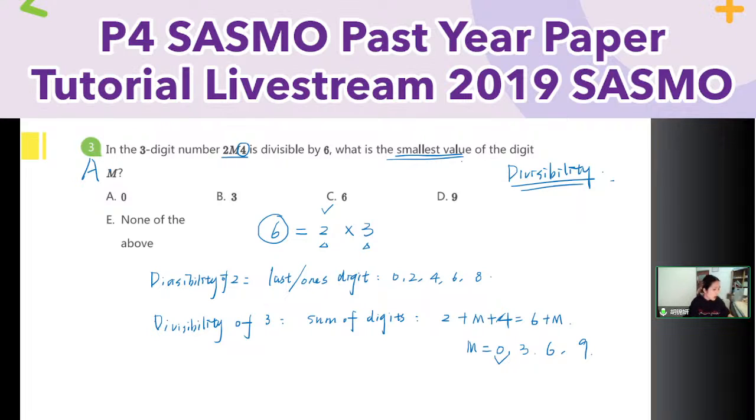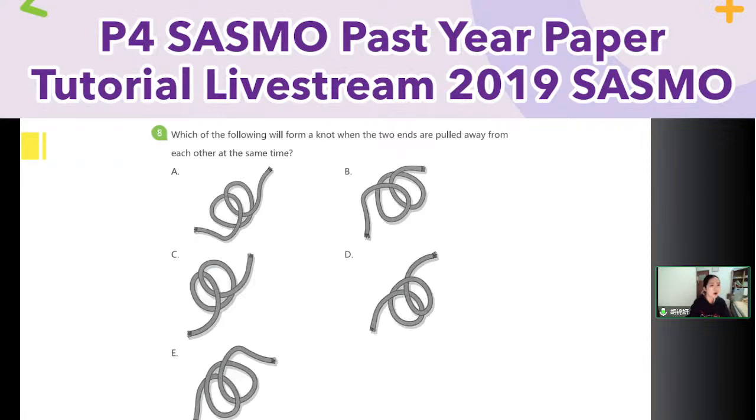Okay, so that was question 3. And just now, Peter asked about question A, right? So let's take a look at question A as well. I think for question A, you can find a rope and try. Which of the following will form a knot when the two ends are pulled away from each other at the same time? So we can take a look at it one by one, right?